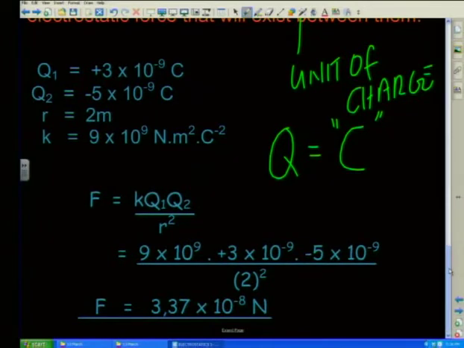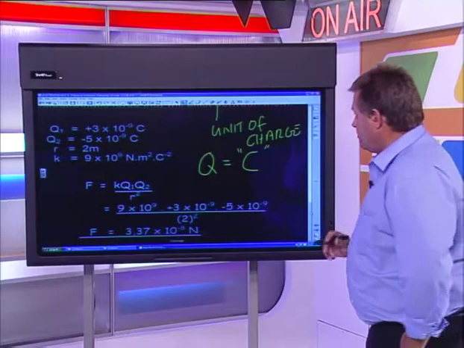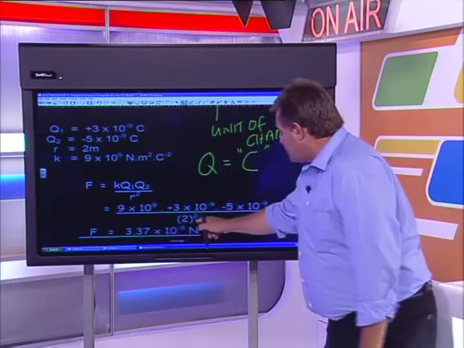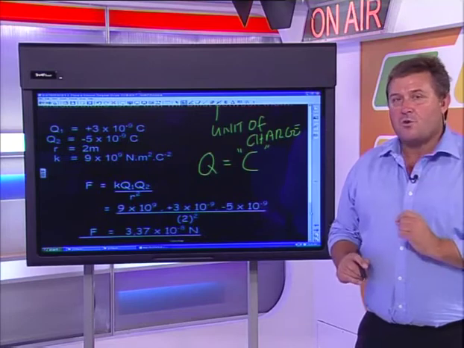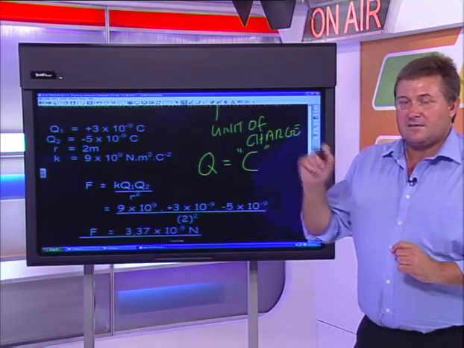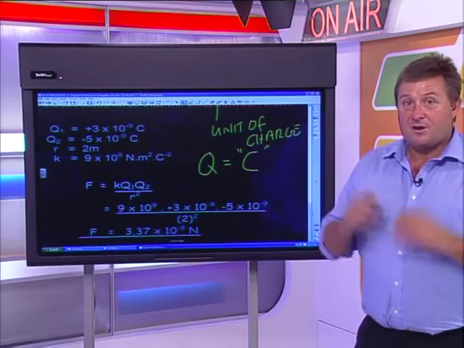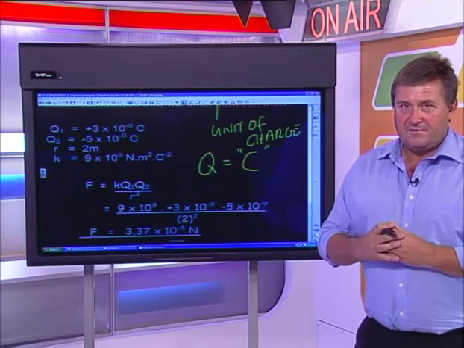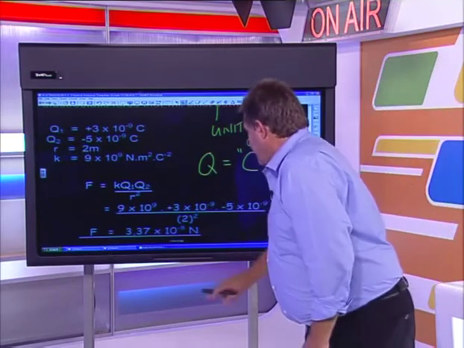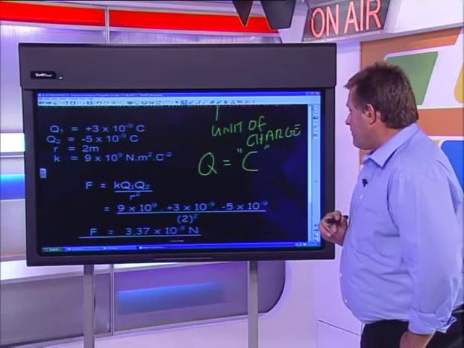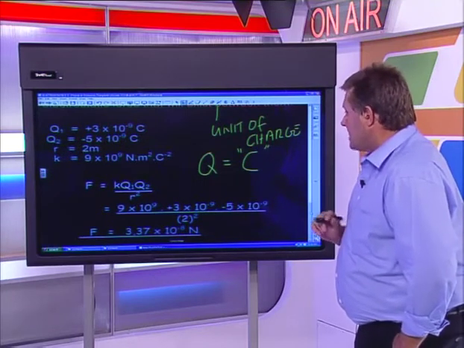Right, so all we have to do is substitute in the values. Very simple. Please, guys, don't forget it's R squared. A lot of people, when they're rushing a bit, forget that it's R squared and simply put down the value of R, the distance of separation, without squaring it in the equation. Once we do that, there we go. We have now got an answer of 3.37 times 10 to the minus 8 newtons.